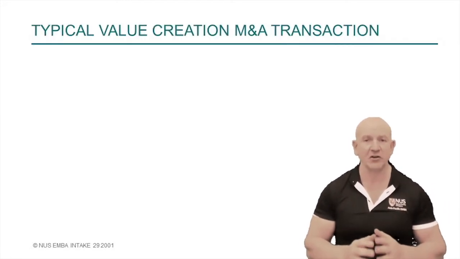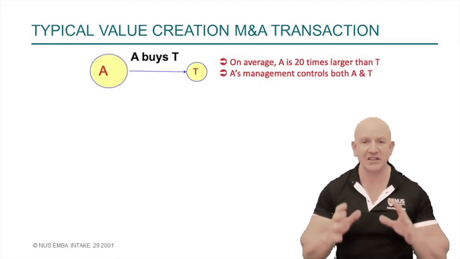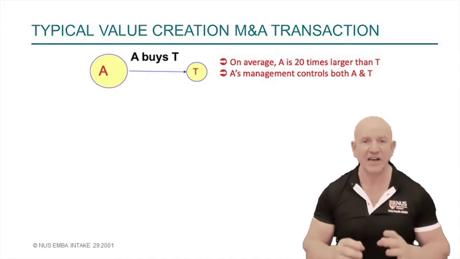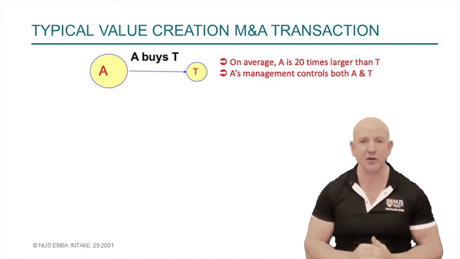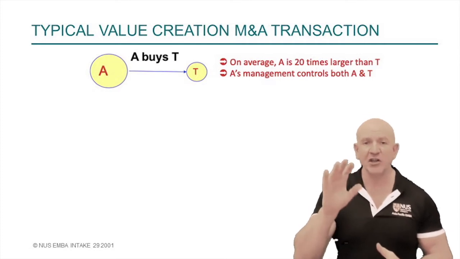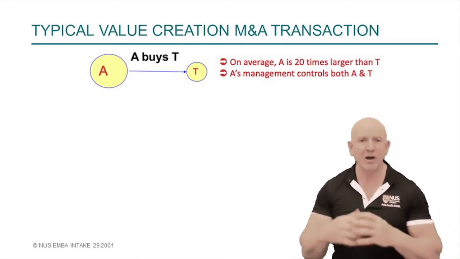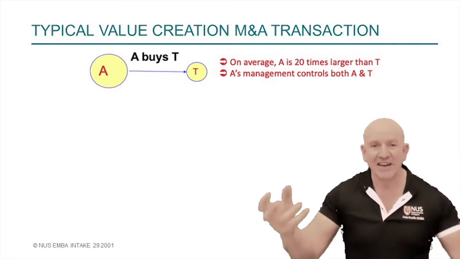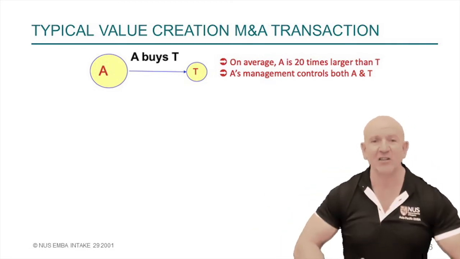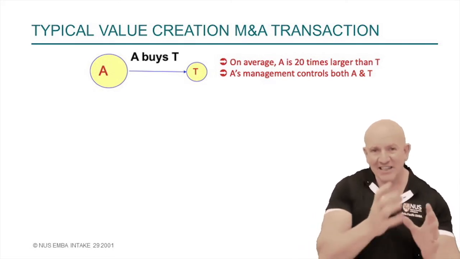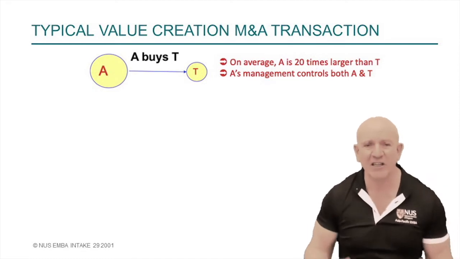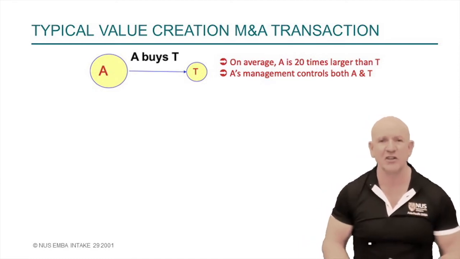First of all, let's think about what a typical M&A transaction looks like. Typical M&A transaction is the acquirer is bigger than the target, about 20 times larger than the target. Post-acquisition, the acquirer's management controls both the acquirer and the target. Why should the acquirer be larger than the target? Number 1 is this simple concept of digestibility. The acquirer is ingesting the target. It's easy to add small pieces, but if it's a very large target, it's not really digestible. It becomes difficult to merge into the acquirer.